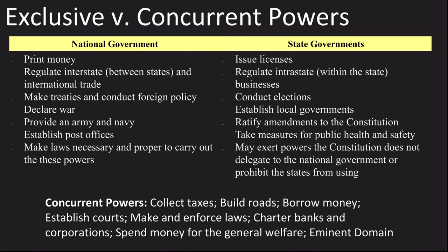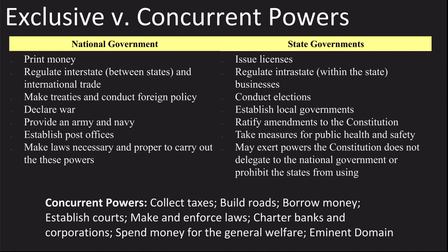That's where we see a separation between the two levels of government. However, there are certain things in which both state governments and the federal government, or national government, have that power. Those would be considered concurrent powers. I'm not explicitly going to talk about each of these powers.